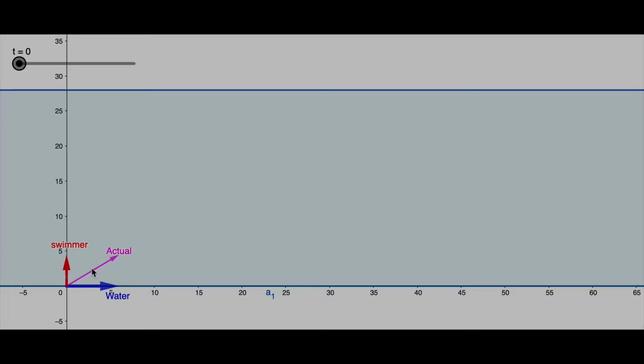Now, the river's 28 meters wide. And remember, the swimmer can swim at a rate of 3 meters per second. So let's do this right now. And right now, the assumption is she's swimming across the river perpendicular to the current. So I'm going to run it, and here we go. You can see the time counter up there. Here we go.